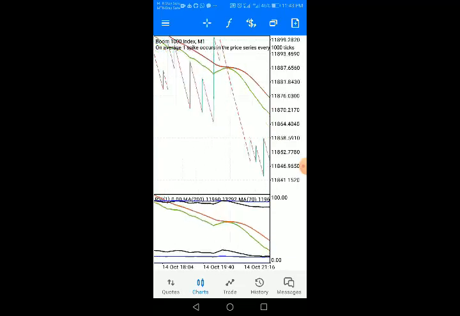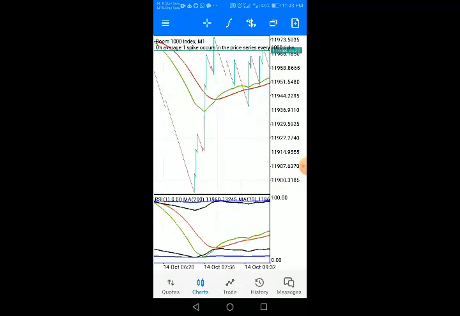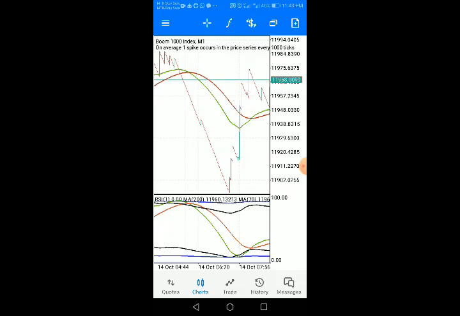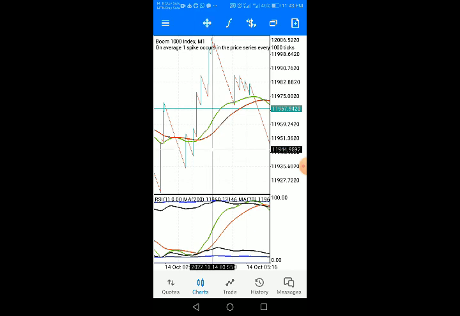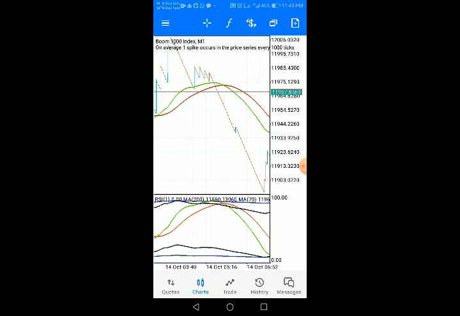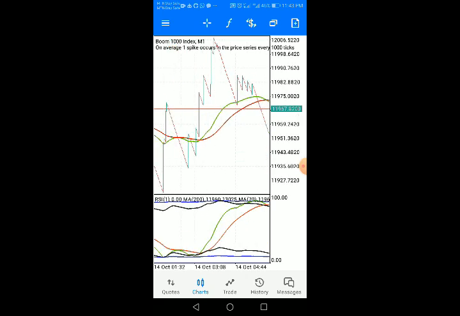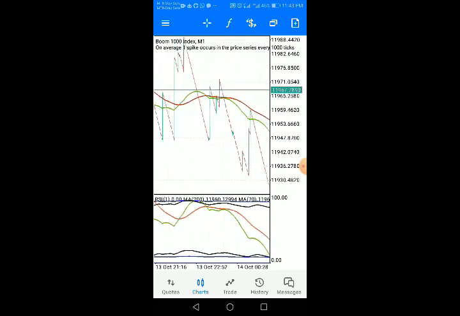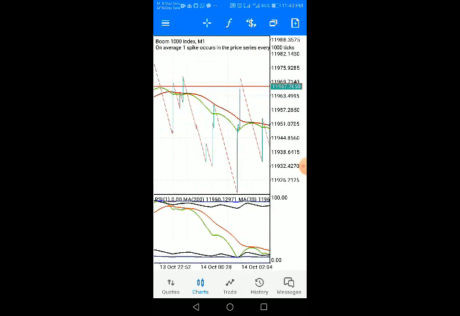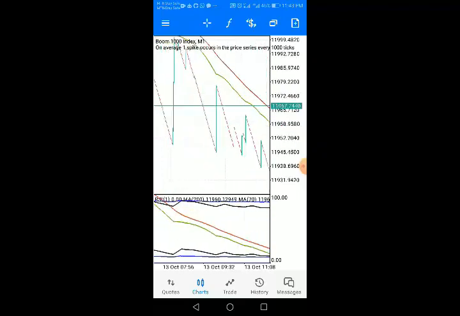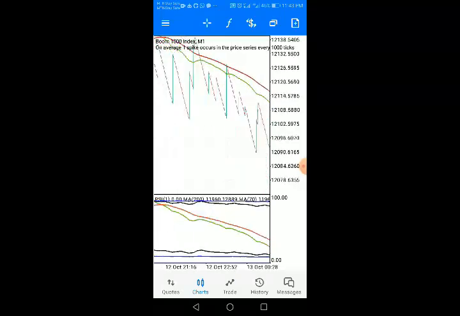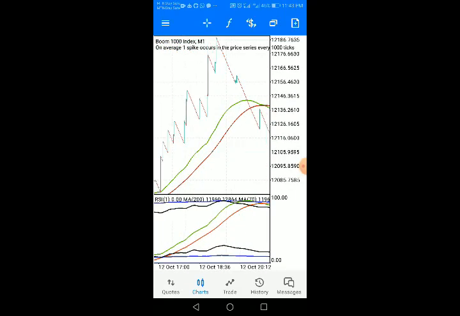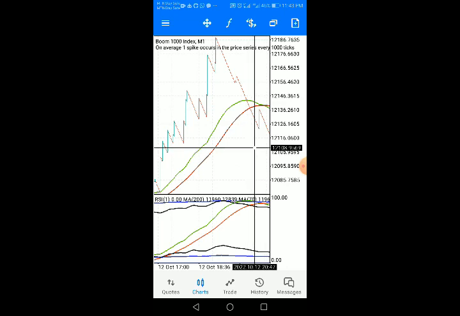So you can see this is another one. The cross took place and it went down. You understand? So at least a reasonable amount of profit would have been made in that place before the market changed direction. So let's look for another good example. So you can see this one as well. And see this one as well.